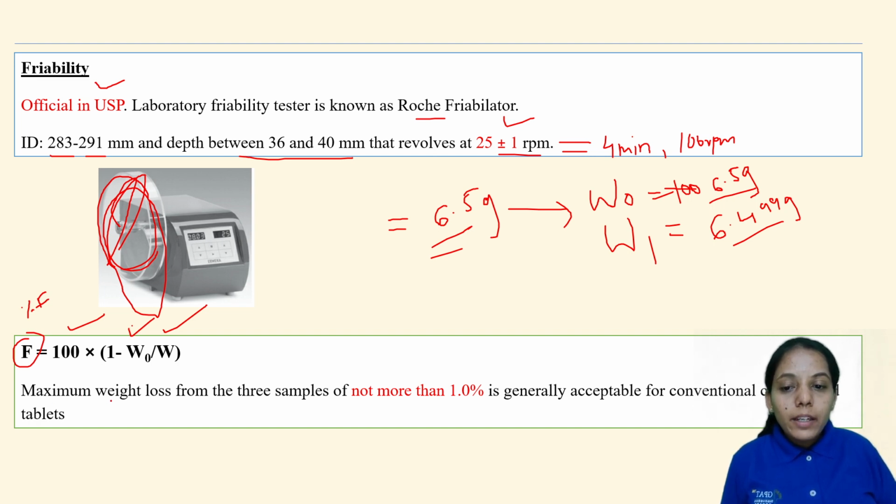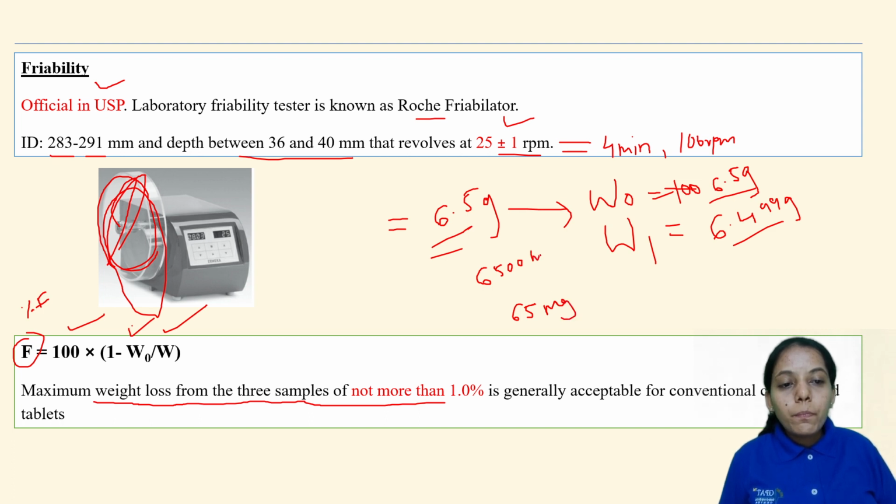So percent friability should be less than 1%. A maximum weight loss from the 3 samples of not more than 1% is generally acceptable for conventional compressed tablets. So generally it should be 1%. For example, if it is 6.5 gram, that is 6500 mg, then the 1% will be 65 mg.